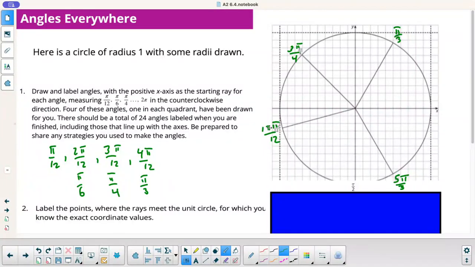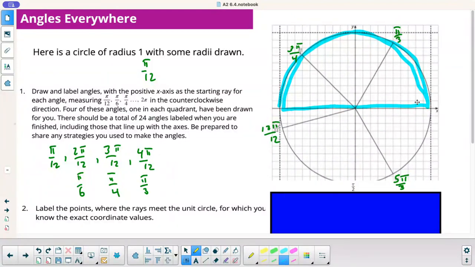So basically, if I have pi over 12, that means you're going to take this half circle here, this semicircle right here, and we're going to divide it into 12 equal slices. So basically 4 in this quadrant and then 4 in this quadrant, okay? We're going to do the same thing down here. So you're going to end up with 24 total angles.